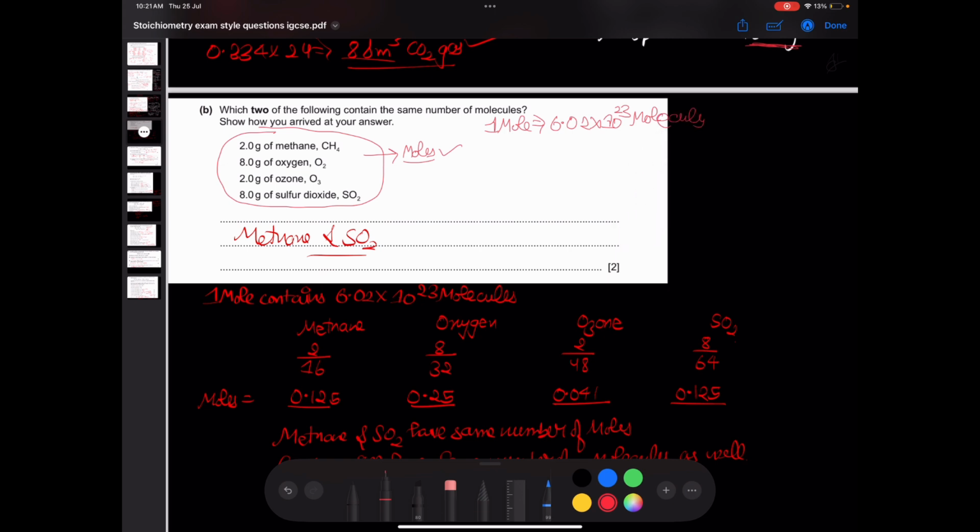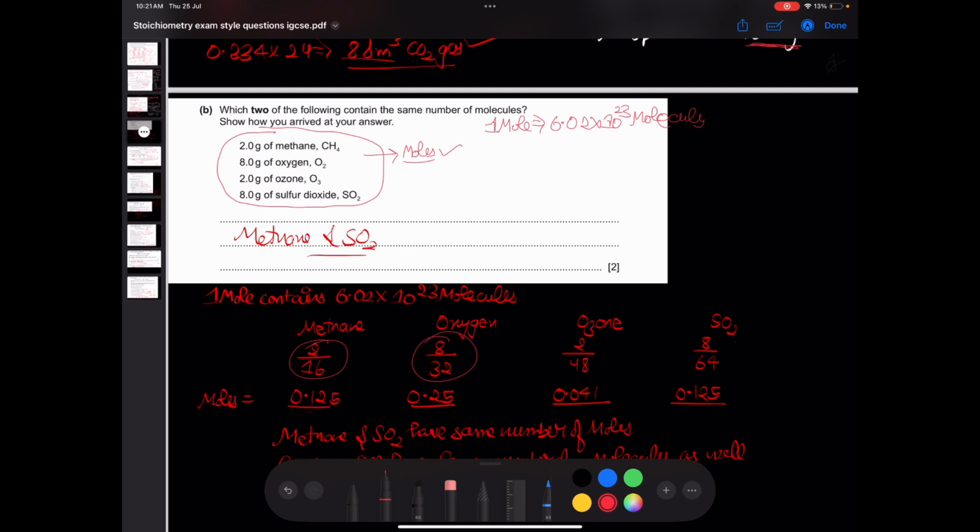Now just think about it. If you find out the moles of these 4 and let's say 2 have the same moles, so they will also have the same number of molecules, because 1 mole represents Avogadro number of molecules. Let's say out of these four, two species get the moles as 2 moles. So they will also have the same number of molecules. And how do we find out the moles? Simply do given mass by molecular mass, 2 by 16, 8 by 32.